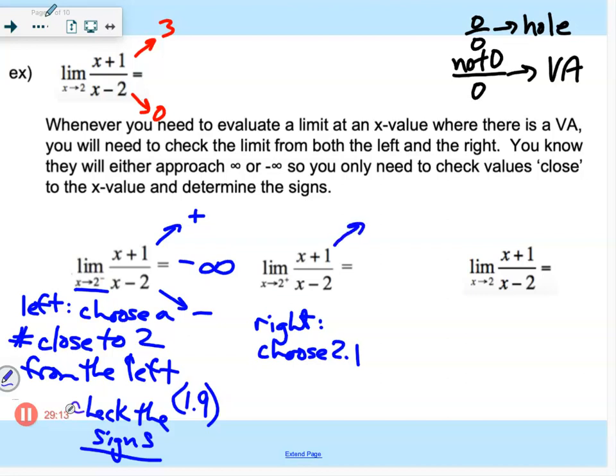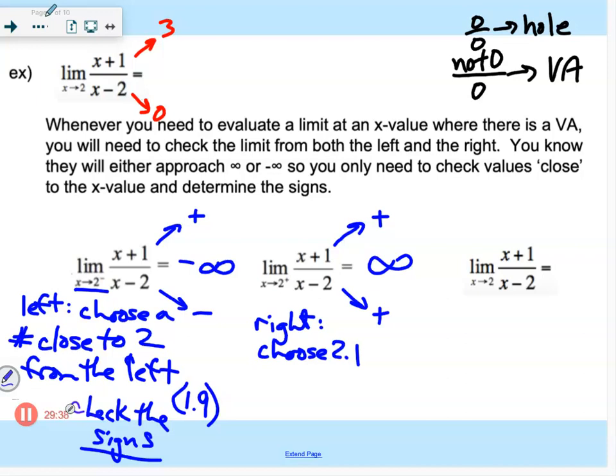Faith, if I plug a 2.1 in on top, what do I get? You get a positive. What about on the bottom? Also positive. What's a positive over a positive? A positive. So this guy's going to positive infinity. Remember, you don't have to know the numeric value. You just have to know the signs.